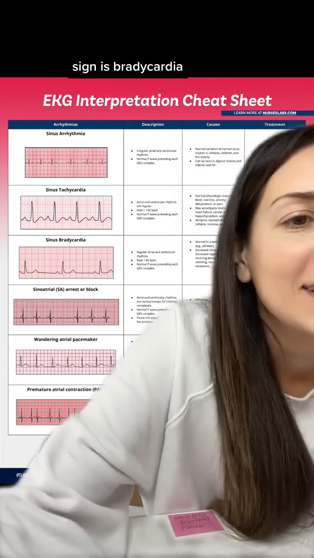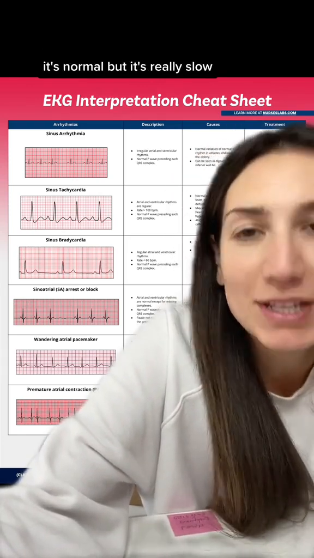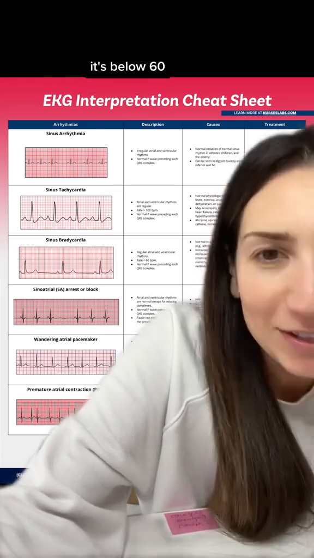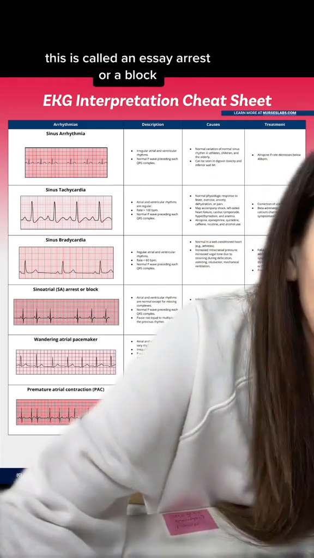Sinus bradycardia. It's the same. It's normal, but it's really slow. They're always late to the party. They never get the joke on time. It's below 60. This is called an SA arrest or a block.